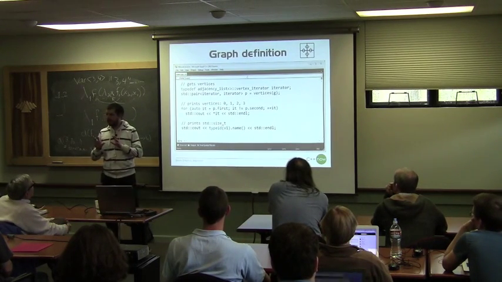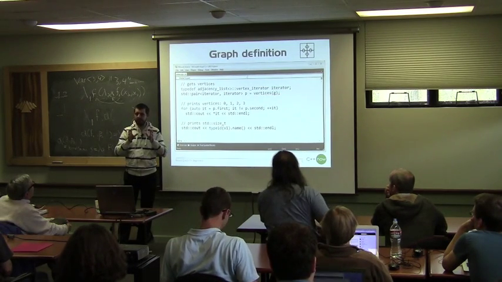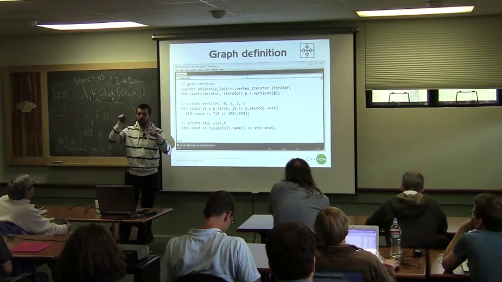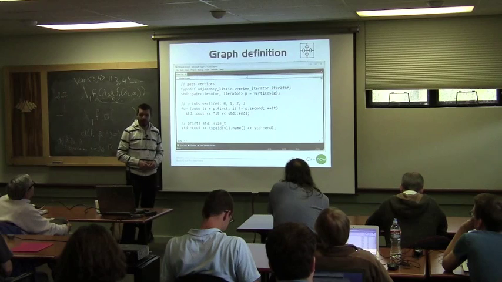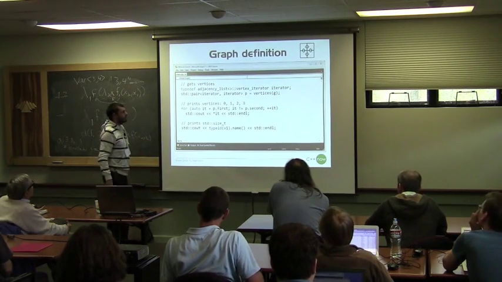All right, at this point, I've added 4 vertices to the graph, but they're not yet connected. I didn't define any edges. It's like a subway map with 4 stations, but there's no way to come from one station to the other. Before I add some edges, let's play a little bit around with these vertices.